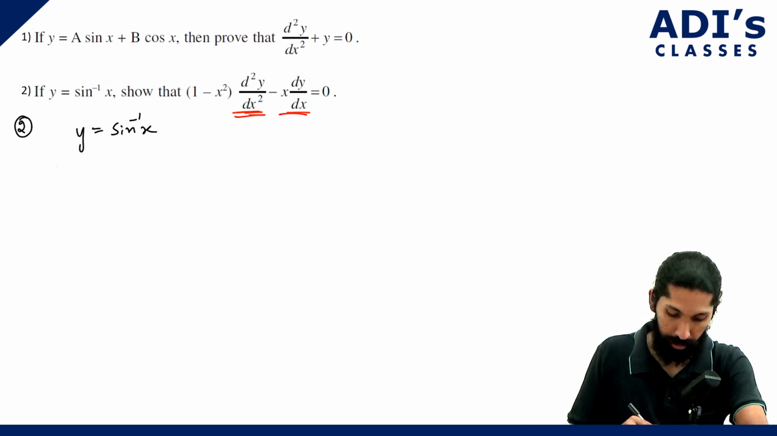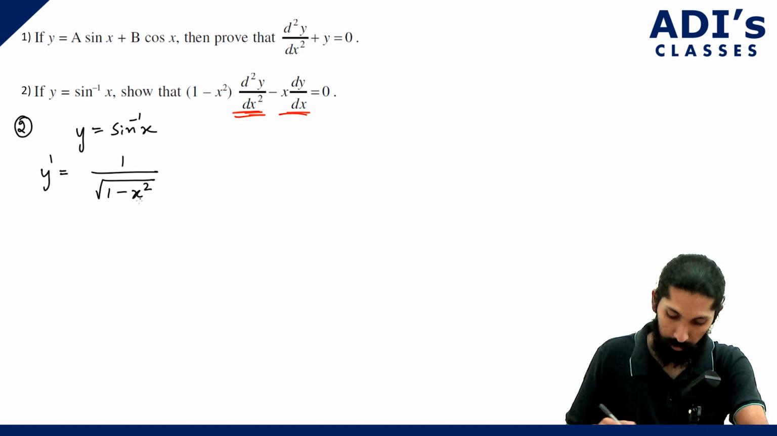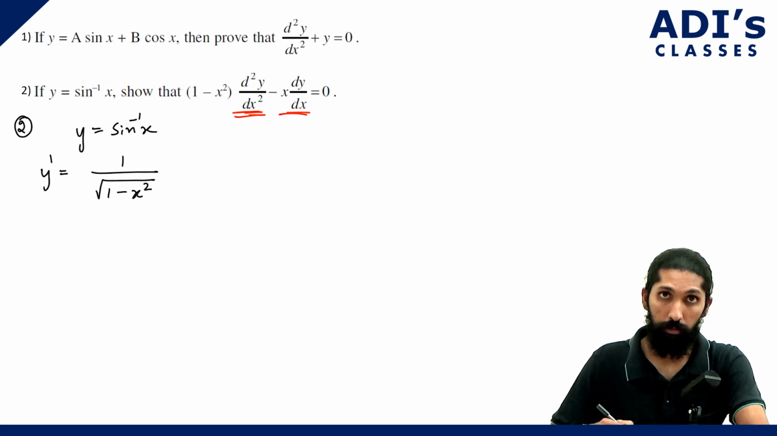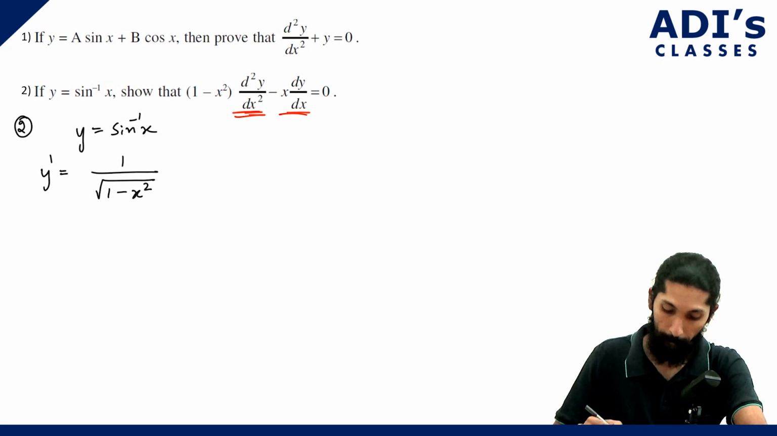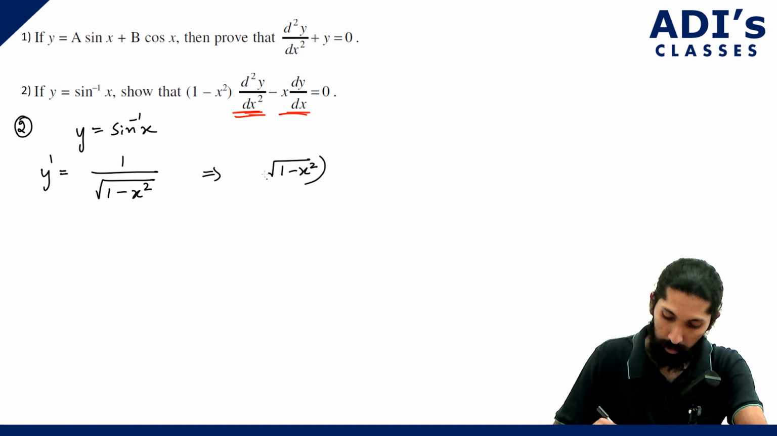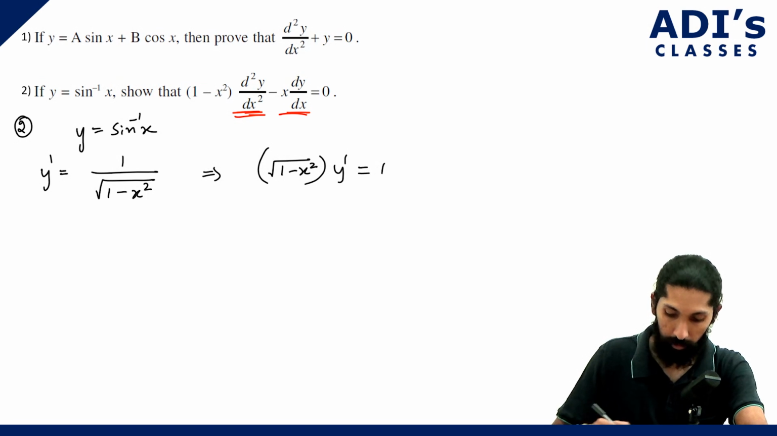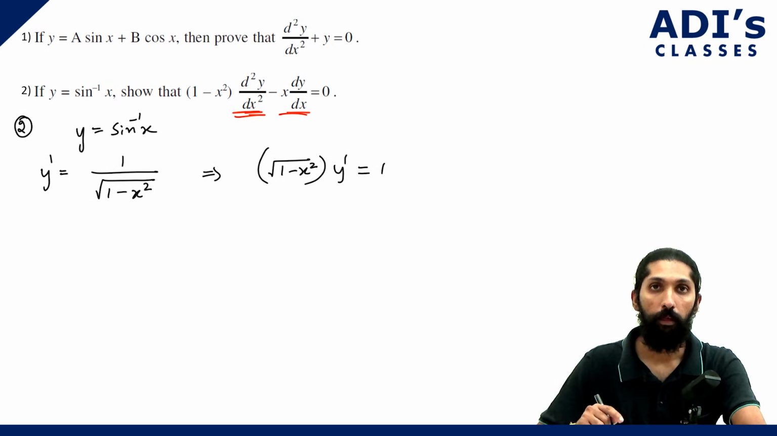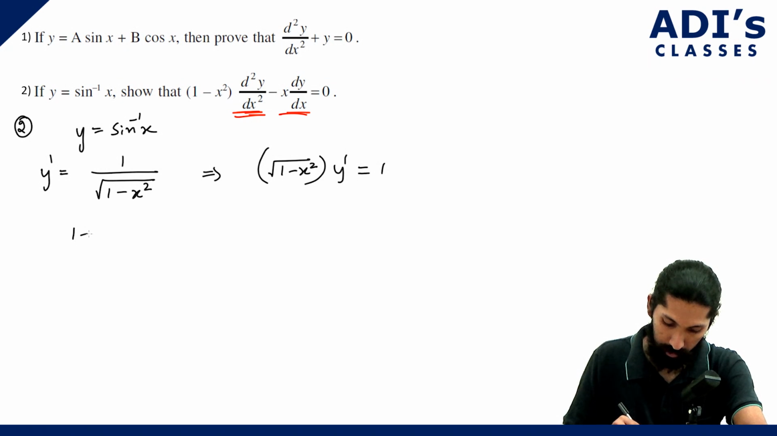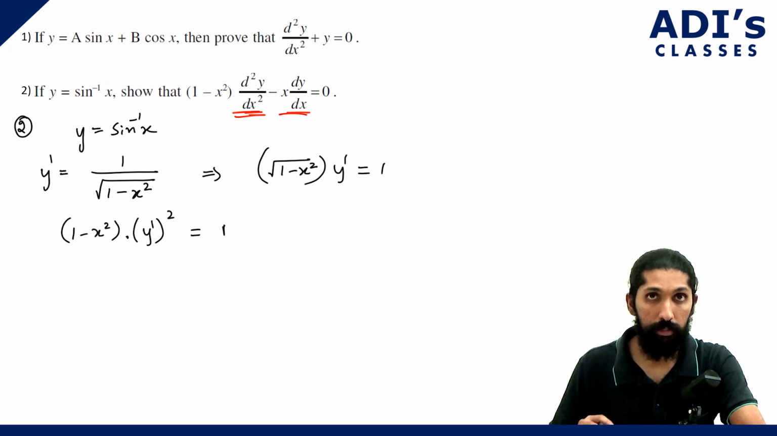So first what we'll do, y dash. So y dash becomes 1 by root 1 minus x square. Now you can do y double dash directly, alright, or there is another easier way. That is, this implies root 1 minus x square into y dash is equal to 1, correct? When you cross multiply, square on both the sides. When you square, you will get 1 minus x square into y dash whole square is equal to 1. Squaring on both the sides.